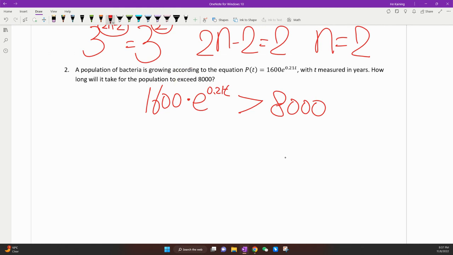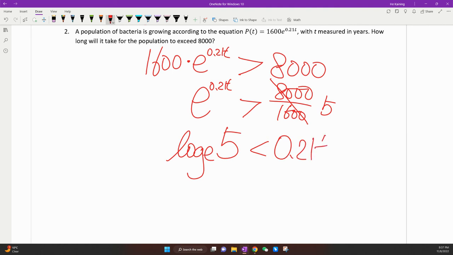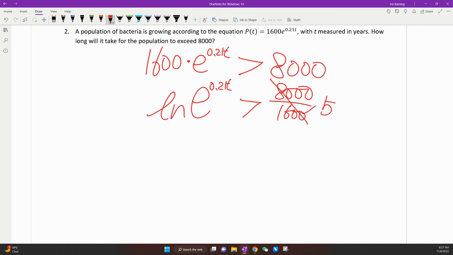Okay, first thing, when I see times something, I want to get rid of it, so I can use division. So e^(0.21t) is greater than 8,000 divided by 1600. That means this whole thing will be translated into the number 5 if you punch it in the calculator. Now, the next step is going to be using a log. You can put an ln on both sides, or if you prefer, log base e of 5 is less than 0.21t. Or if you're the person using ln on both sides, that's going to be perfectly fine too.